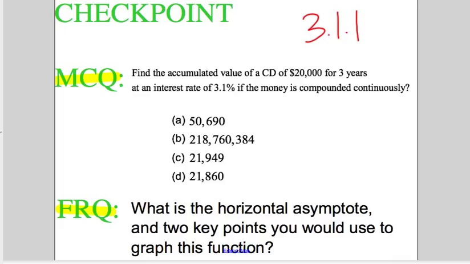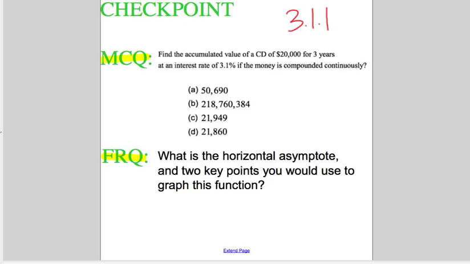The first one is kind of a review of what you did in class on Wednesday and Thursday. And the second question, the free response, is really trying to help you see if you understood from this video. And you'll be using the following function: f of x equals 4 to the x minus 1 plus 5. See if you can find that key information, the horizontal asymptote, and 2 key points you would use to graph this function. See if you can find 2 of those key points. Maybe you can even find 3. But describe what those key points are and what the horizontal asymptote is.